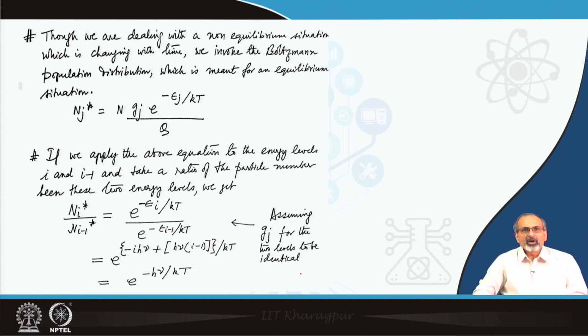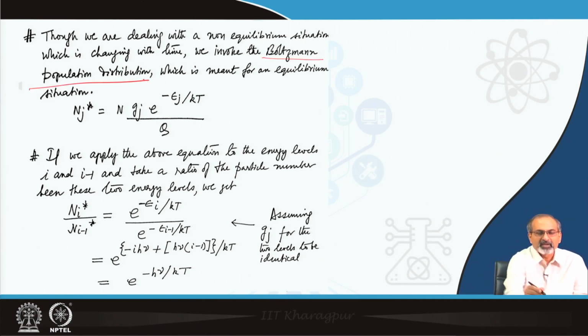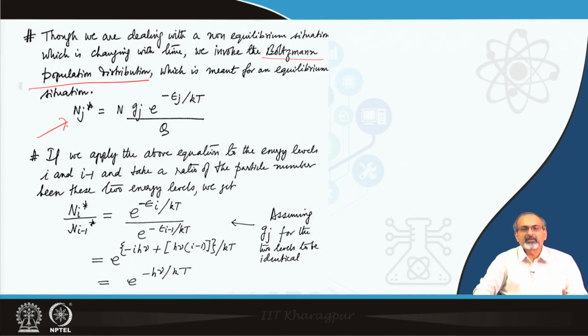Now, we will briefly recall a result which has to do with equilibrium. Though we are dealing with a non-equilibrium situation here, which keeps the population changing with time, it is a good time to recall the Boltzmann population distribution as a reference, where we have the population described across all possible energy levels which may be populated, with a star here to indicate equilibrium. And of course, we have the partition function in the denominator of that expression.